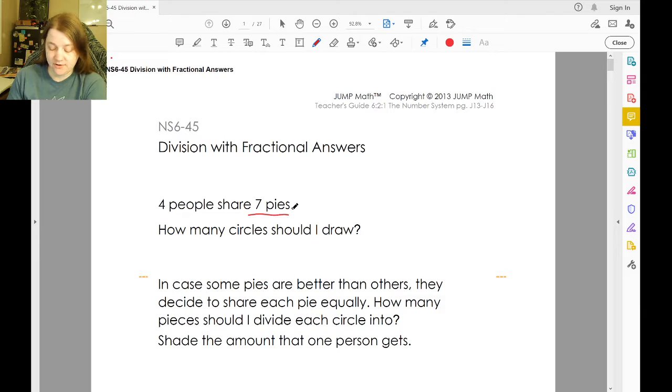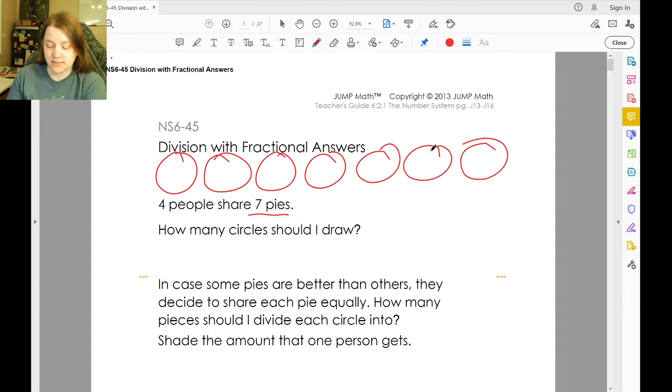Well, there are 7 pies, so I'm going to draw 7 expertly drawn pies. And of course, those look wonderful. Now, 4 people are going to split these pies. The problem is all these pies come in different flavors. So everybody wants a fair share of every single flavor of pie, which means each pie is going to be split into 4 pieces so that 4 people can each take a piece of each pie.